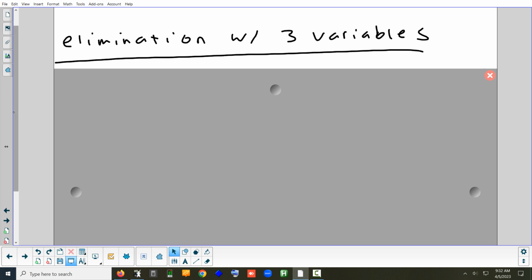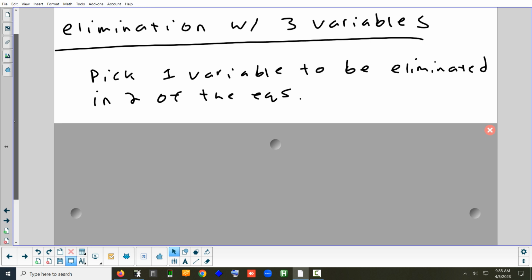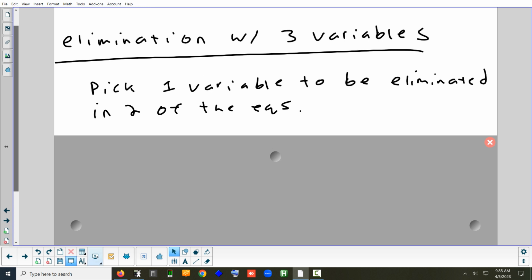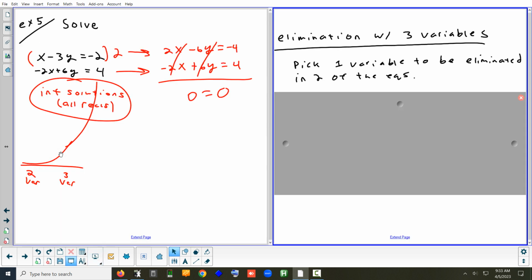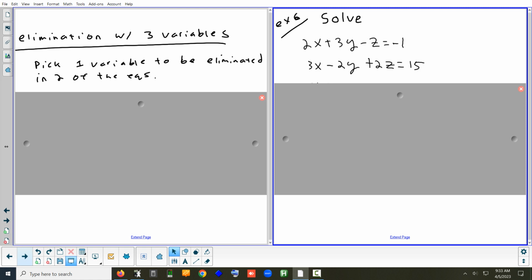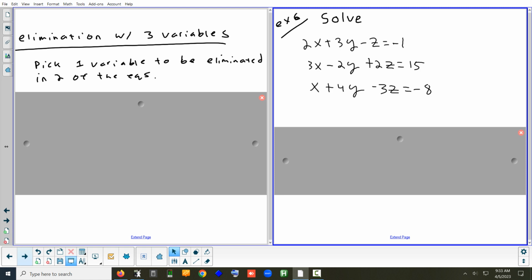It's more confusing to explain it than to just really do it. But I'll try to explain it, and then we'll go from there. So you're going to have three equations. You're going to have three variables. Here's an example. The first thing you're going to do is focus on one variable to eliminate in two of the equations. One of the equations you're going to forget about for now. So we're going to focus on two of the equations, and we're going to eliminate a variable.